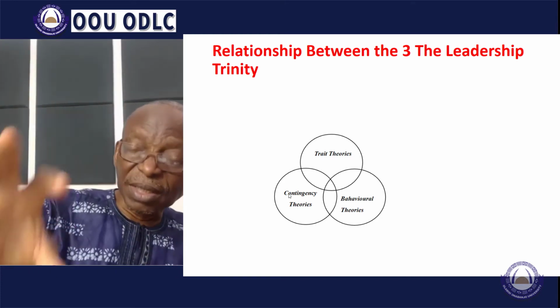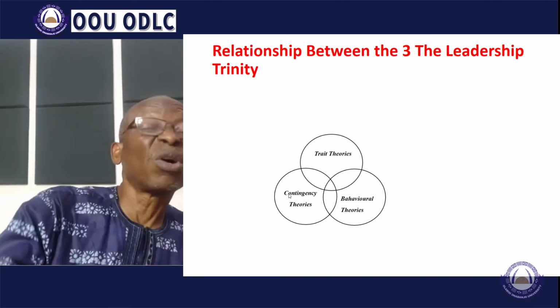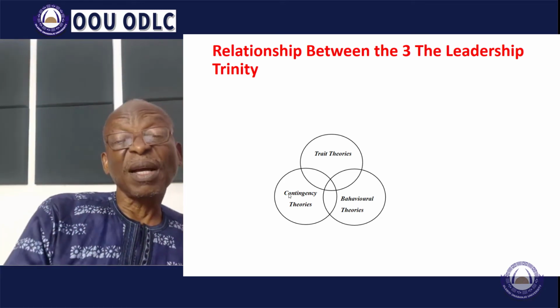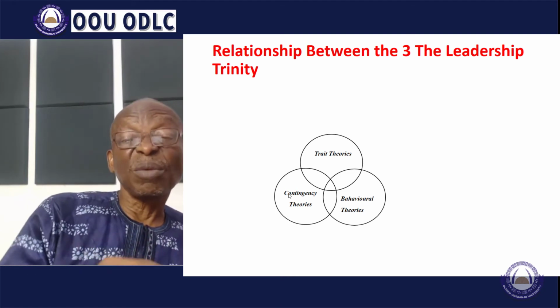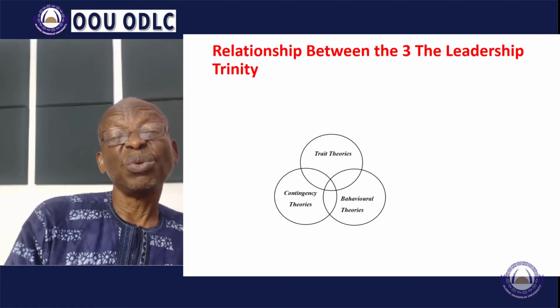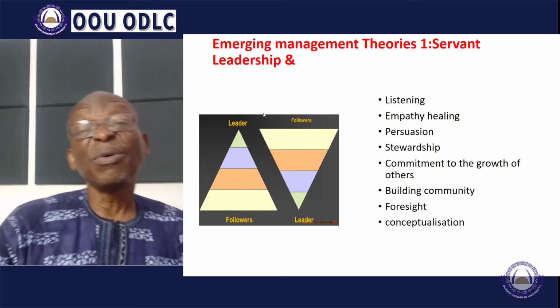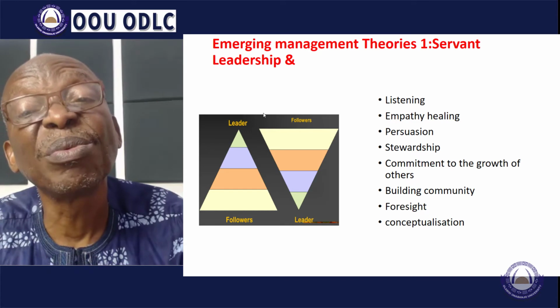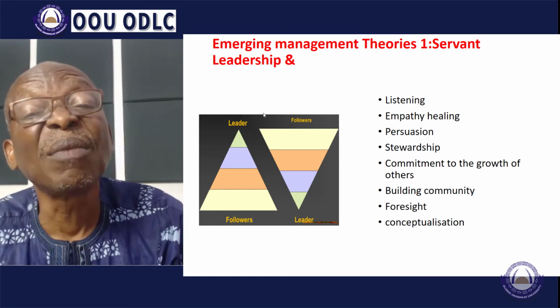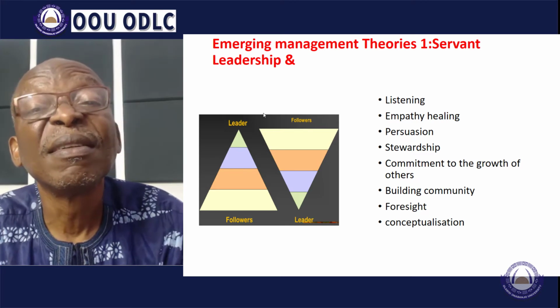Because at any point in time that somebody is doing something, these three factors are at work. The kind of person you are and the environment, both of them will determine what you will do and what you will not do. These are the classical theories of management. Now we come to servant leadership. Servant leadership is very self-explanatory. It talks about the leader as a servant.